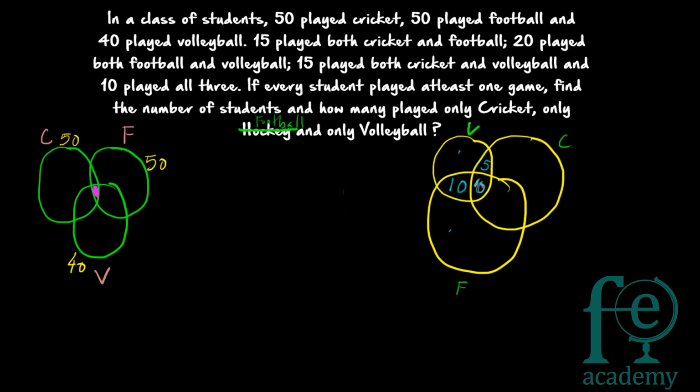Now the only one remaining is cricket and football. Cricket and football, how many are playing? 15 are playing both cricket and football. So 10 has come here. That means 5 will be coming here. So that much is completed.